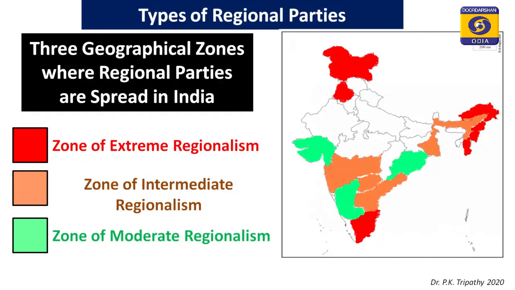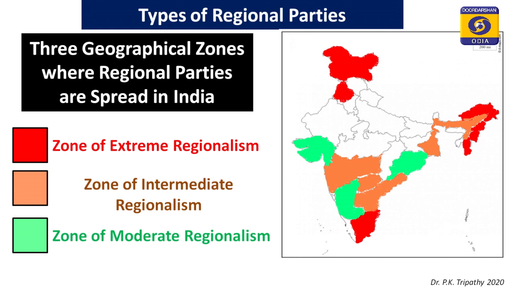Now, what are the types of regional parties you find? The regional parties can be divided on the basis of three criteria. On the basis of their zone of influence, there is extreme regionalism. If you look at the map of India, you will find the red color implies the zone of extreme regionalism, such as Jammu Kashmir, northeastern states, then Tamil Nadu, then Punjab. So, these are the oldest regional parties.